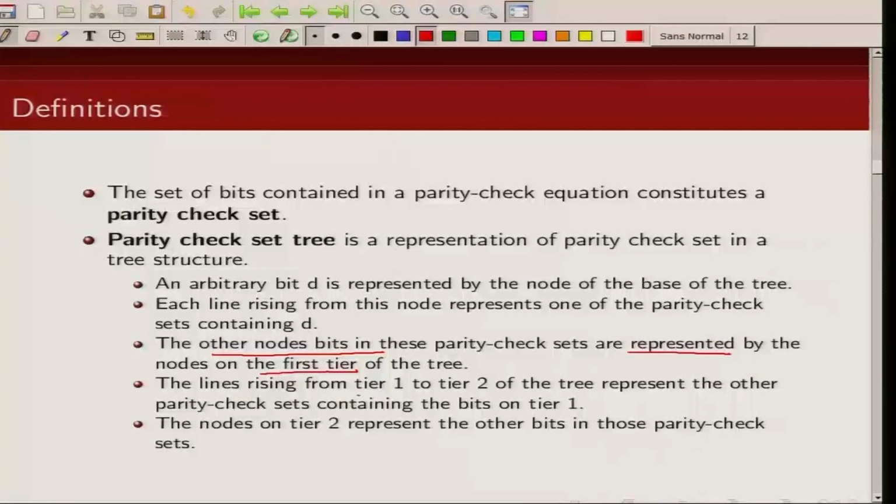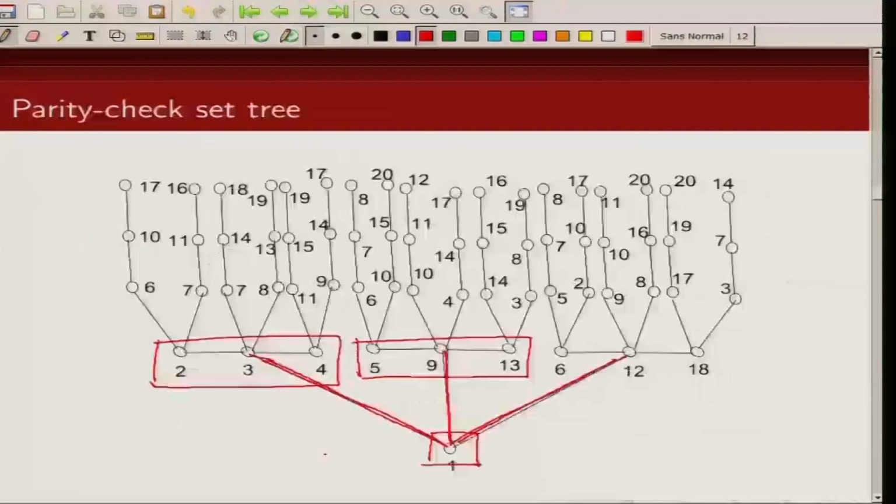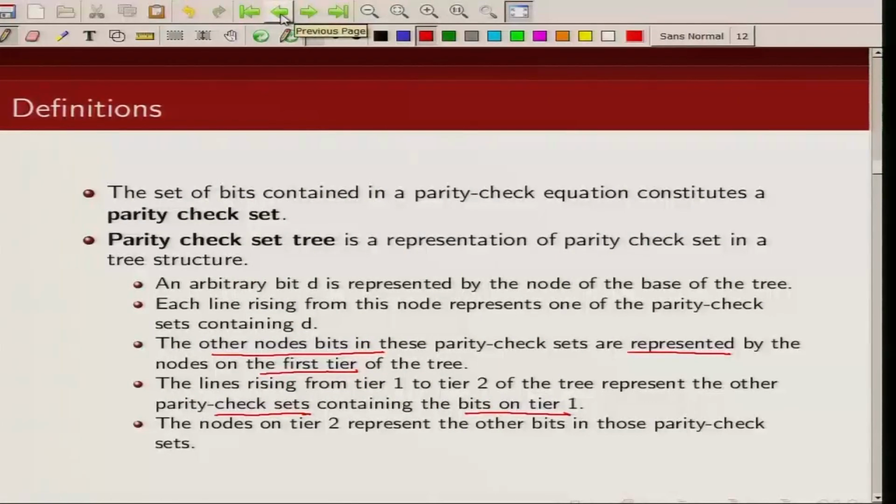Now, lines arising from tier 1 to tier 2 represent the other parity check constraints containing bits on tier 1. So, this is my tier 0, this is tier 1. Now, what are the connections coming here? These are the parity check constraints involving bit 2, involving bit 3 here, involving bit 4. These are the parity check constraints. So, this is how I draw my parity check set tree.